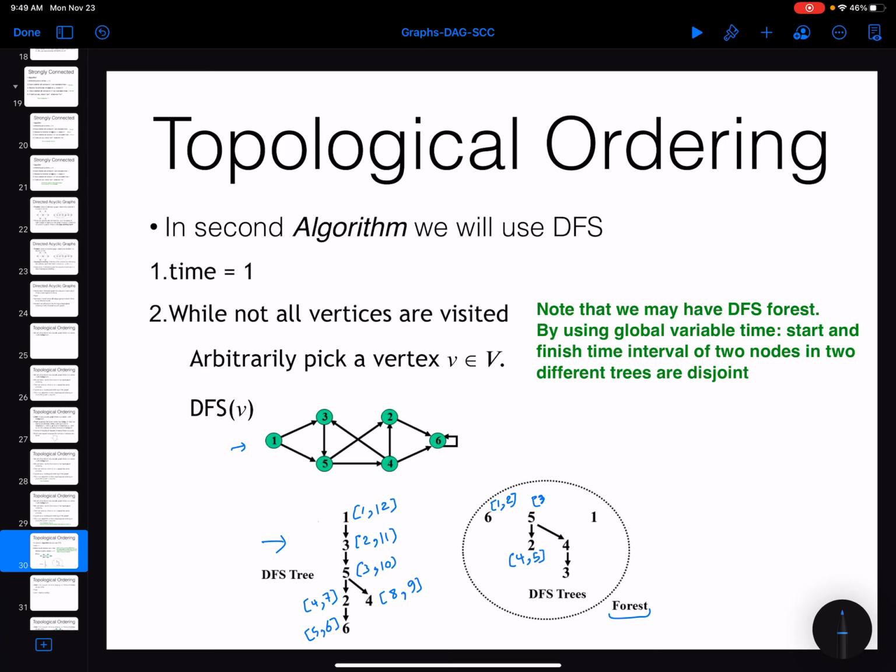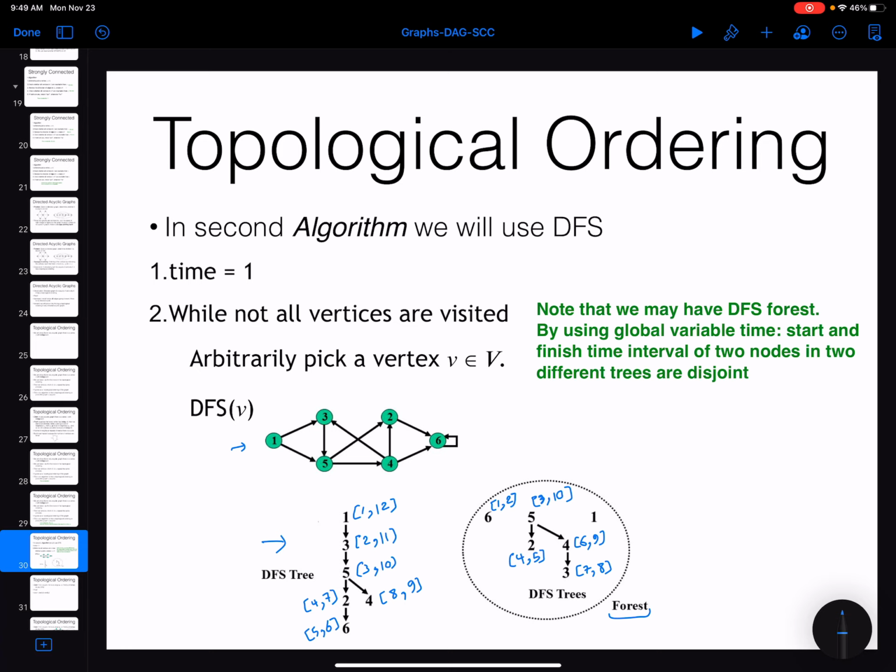You go back to 5. At 5, you can visit 4. The start time for 4 is going to be 6. From 4 you can visit 3. The start time for 3 is going to be 7. At 3 there is no other node that you haven't visited before, so you finish. The finish time is going to be 8. From 3 you go back to 4. The finish time will be 9. From 4 you go back to 5. There is no other node that you can visit from 5, so the finish time is going to be 10.